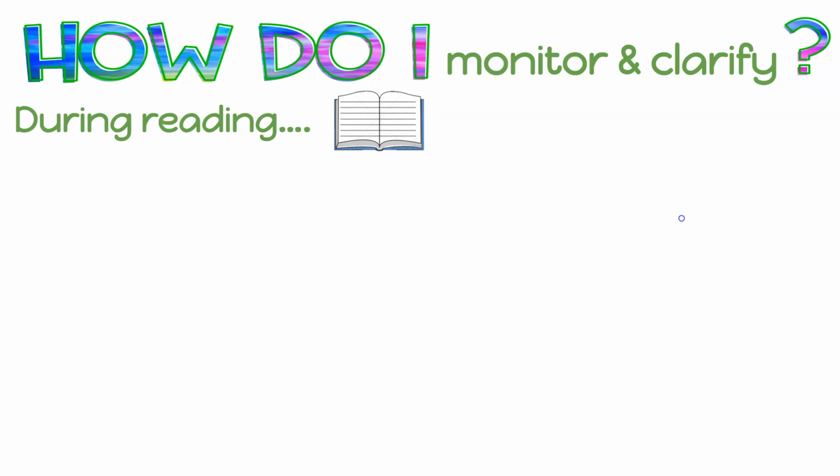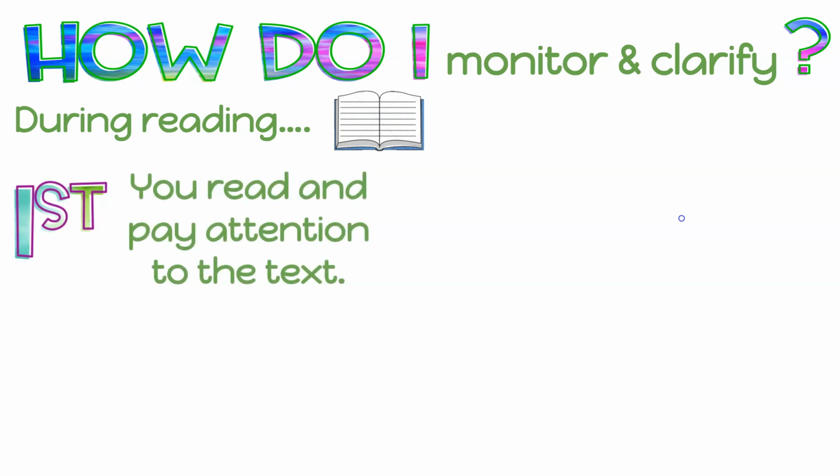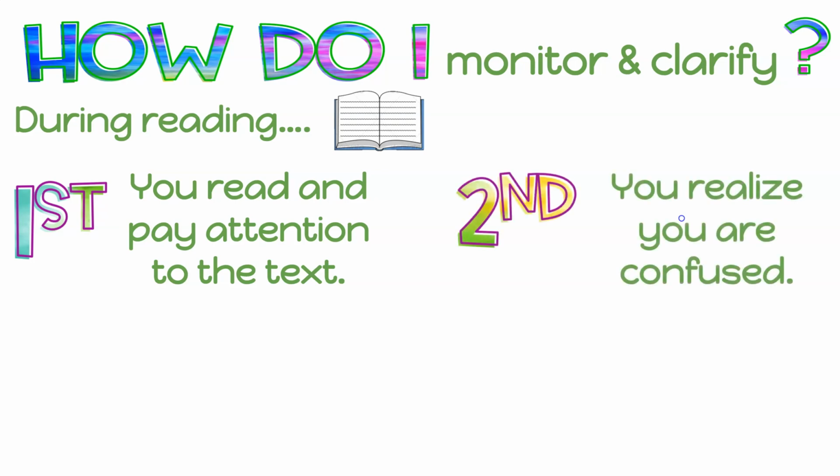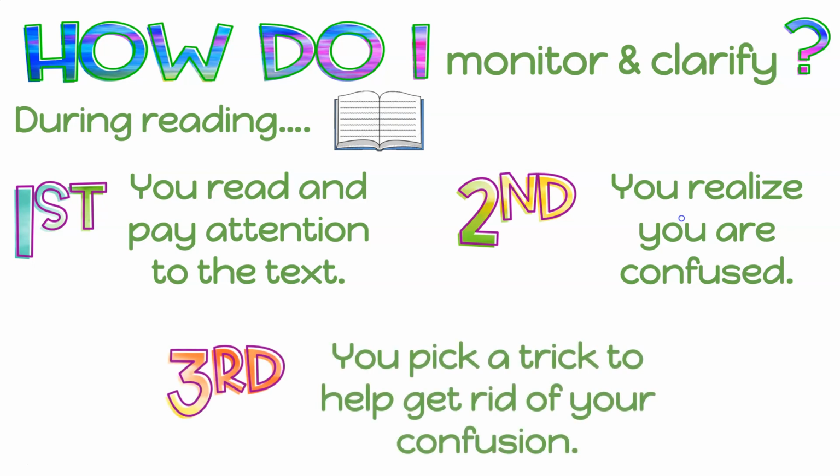Okay, we know what monitoring means. It means to be aware of your understanding of a text. We know what clarify means. It means to use a fix-up strategy to understand during reading. But how do I do these two things during reading? Well, first, you read and pay attention to the text. Second, you realize you are confused, right? You hit a spot in the text that you do not understand. Third, you pick a trick or a fix-up strategy to get rid of your confusion.